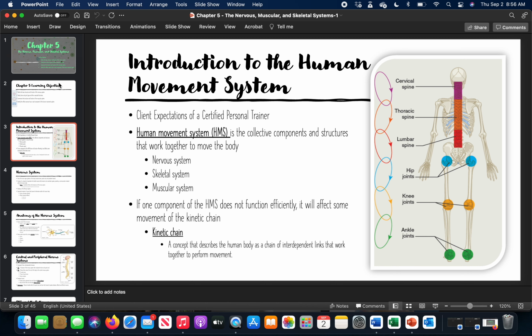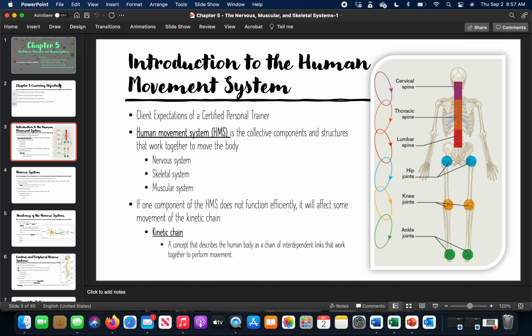All right. So if you have one component that doesn't function correctly, it's going to move down what we would call the kinetic chain, all those links that you would see on the right-hand side. And if one of those links starts to break down, move in a different direction, or has a faulty pattern, it'll affect the whole system.